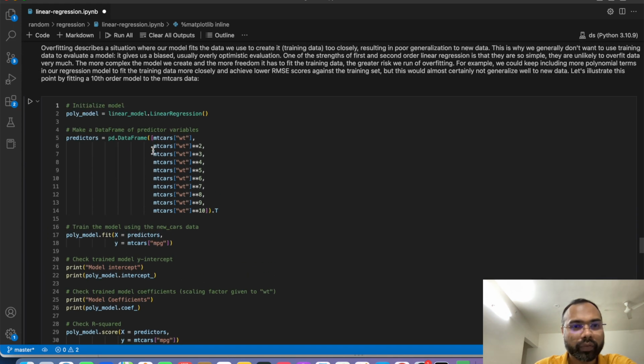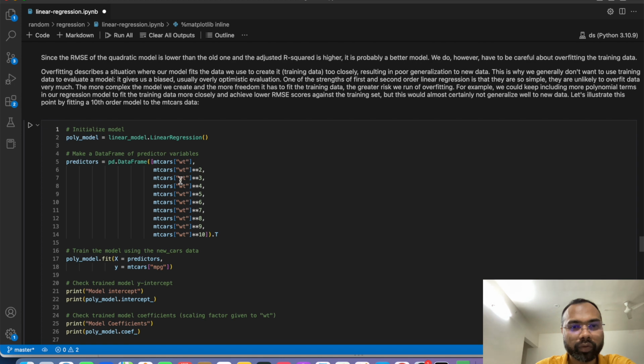So here, we will be taking more variables. Overfitting describes a situation where our model fits the data we use to create it too closely. Like I had explained, if the best fit line passes through almost all the data points, then it's probably overfitting, right? And it is not good for our model, because it will perform well in training, but it will perform poorly on our test data. So this is why we generally don't want to use training data to evaluate a model. It gives us a biased, usually overly optimistic evaluation.